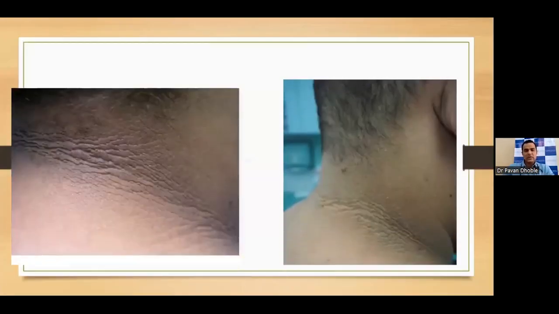Everyone should have their neck examined. If your neck is showing this pattern, this is called acanthosis nigricans. This is hyperkeratosis and folding of your neck folds. So examine the back of your neck. If you are having this, there is a chance of diabetes, insulin resistance, and fatty liver in you.